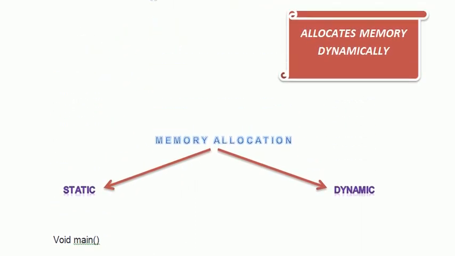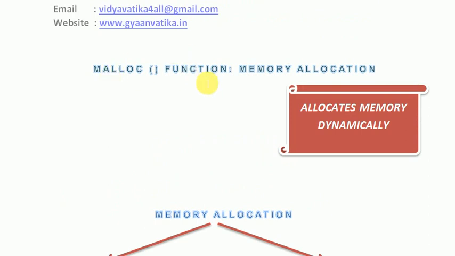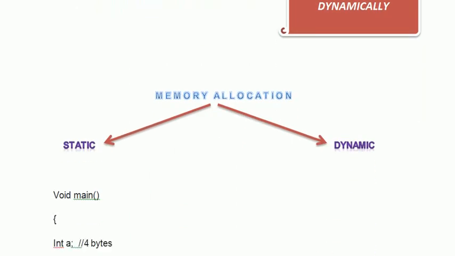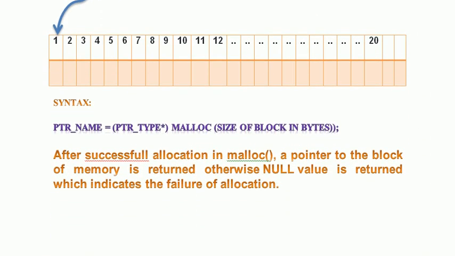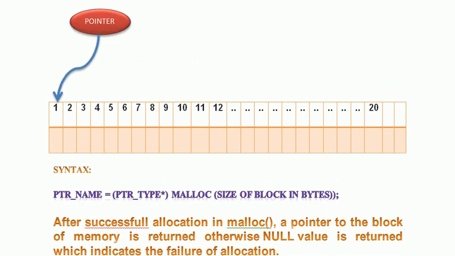Now let us come back to our topic. Our topic was Malloc function. So Malloc function is basically used for allocating memory dynamically. Dynamically means during the runtime, right? Now let us see the syntax of the Malloc function. The syntax of the Malloc function is: ptr name equals ptr type malloc size of block in bytes.